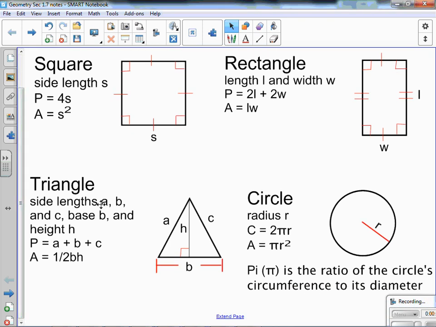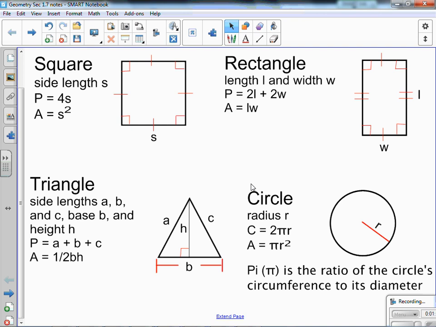Next up, a triangle. Basic formula for a triangle, you've got sides A, B, and C. So to get the perimeter, all we do is we add the 3 side lengths together. For the area, we multiply the base times the height, and then divide it by 2 or multiply that by 1/2.